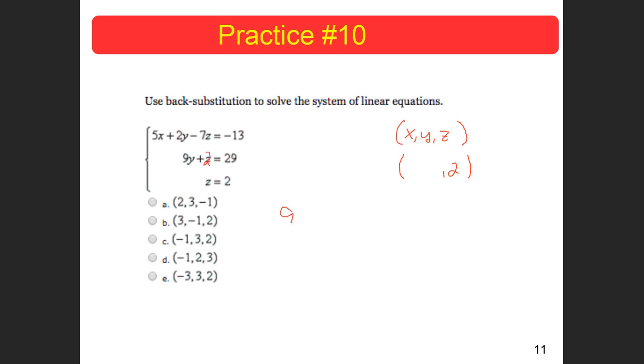So now let's take the z value and plug it into this equation here to find my y value. So I end up with 9y plus 2 is equal to 29. Subtract the 2 off. 9y is equal to 27. Y is equal to 3. Oh, now I have my y value and my z value.